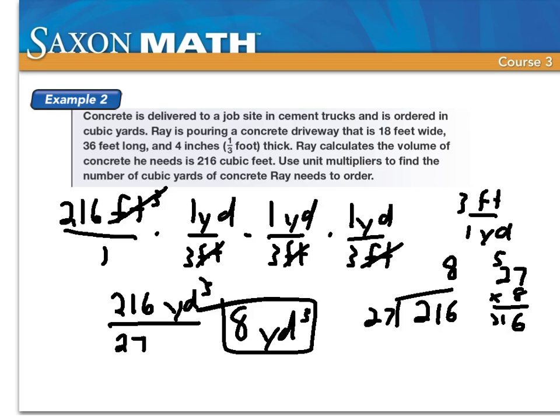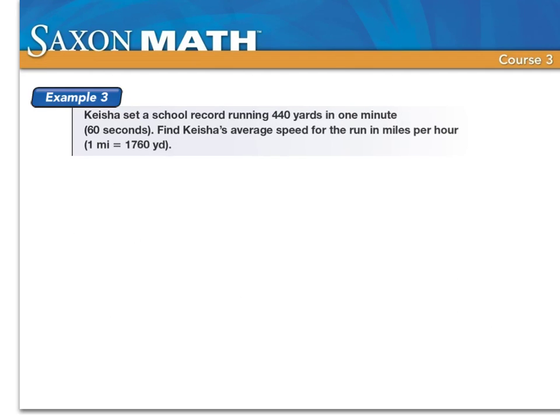Alright, and we got one last example. And here's our last example. It says, Keisha set a school record running 440 yards in 1 minute, or 60 seconds. And they want us to find Keisha's average speed for the run in miles per hour.